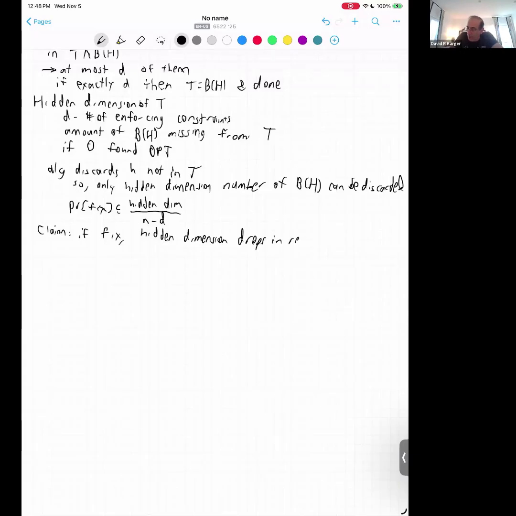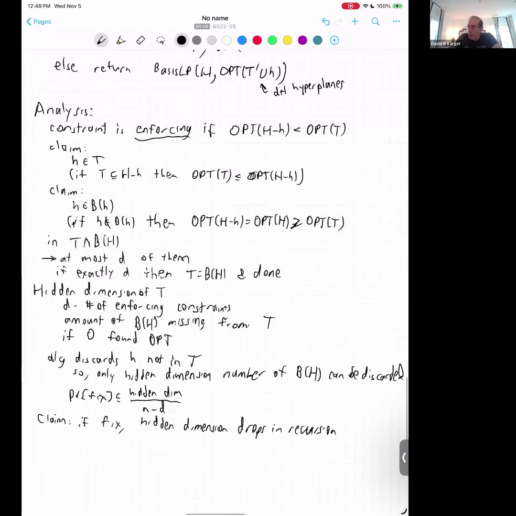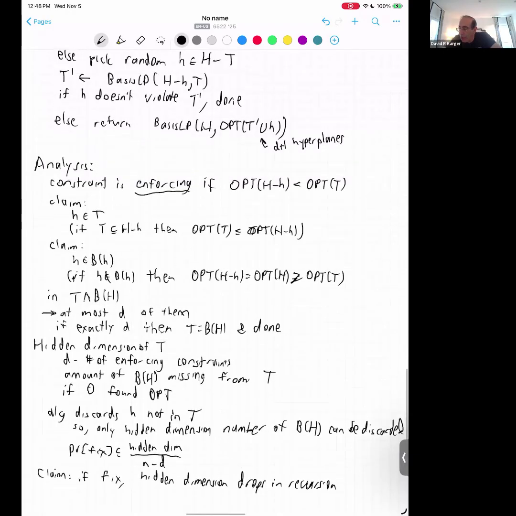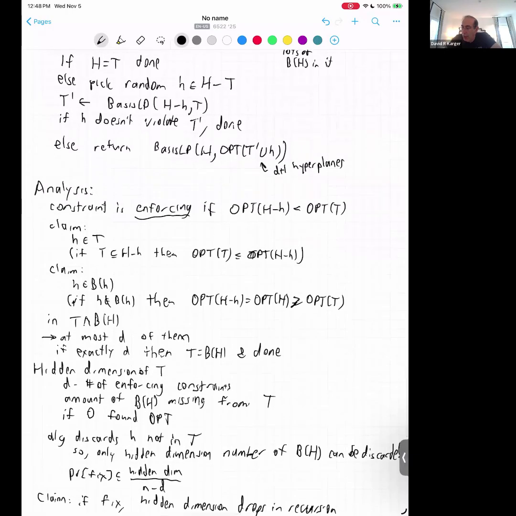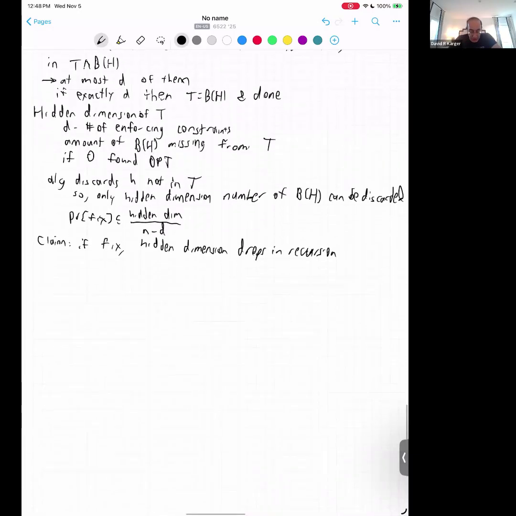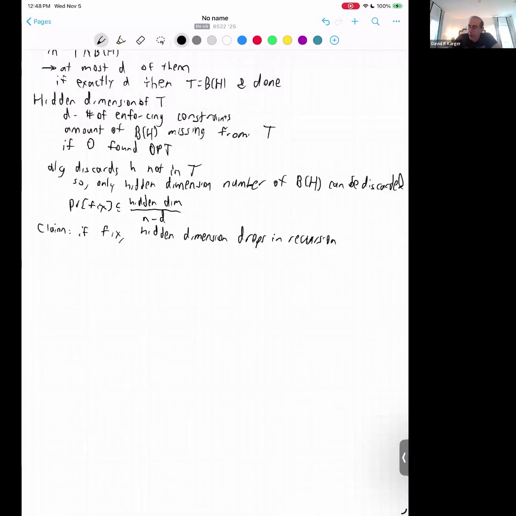In the recursive call. So remember that in the recursive call, when we have to do a fix, we are going to recurse, but we compute a new hint. We compute the optimum of T prime together with H. And the claim is that it has a better hidden dimension, because T prime has a better opt than T.